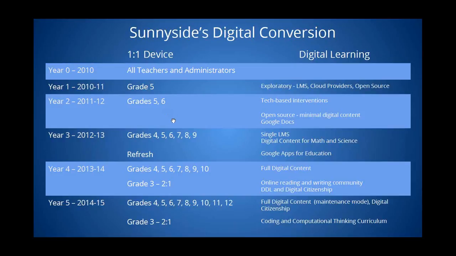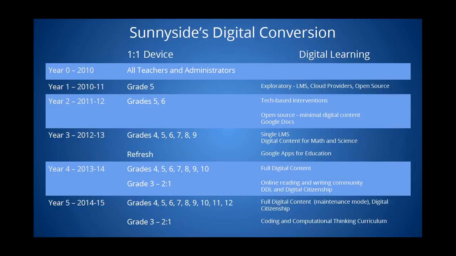Year one, grade 5 only, and then year 2 we just expanded by 1 more grade level. But you can see how year 3 we jumped both significantly and added 4 additional grade levels, and so on and so on. And here we are last year with the year we just completed. We call it year 5 of our digital conversion: grades 4 through 12, with every student having devices, as well as third grade at a 2-to-1 ratio.